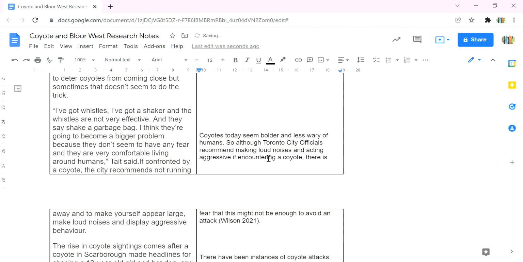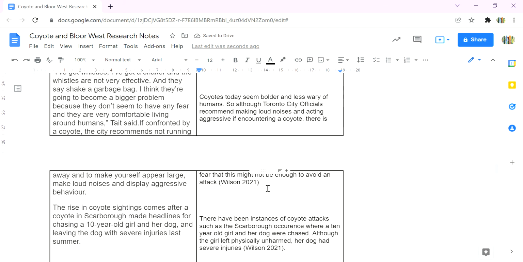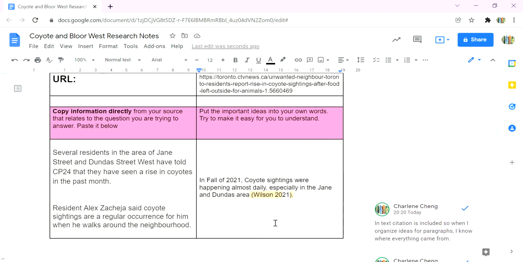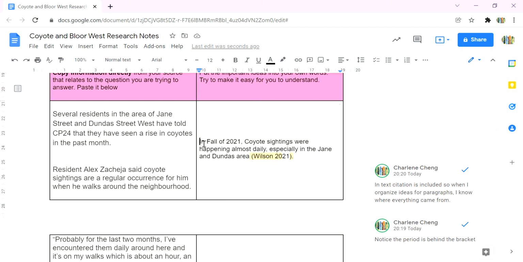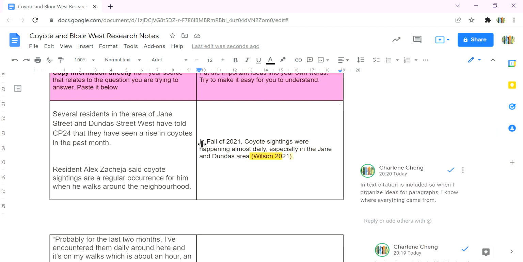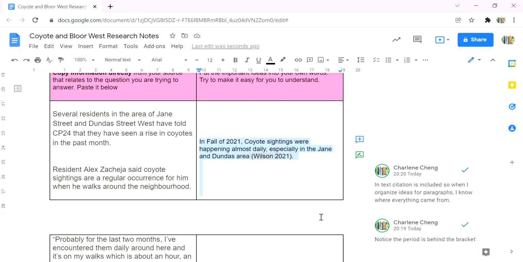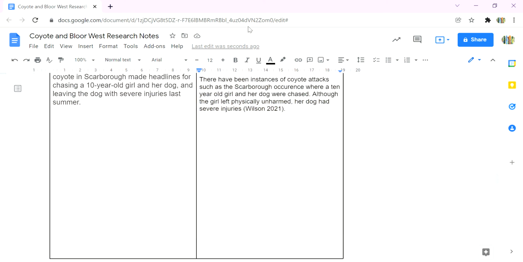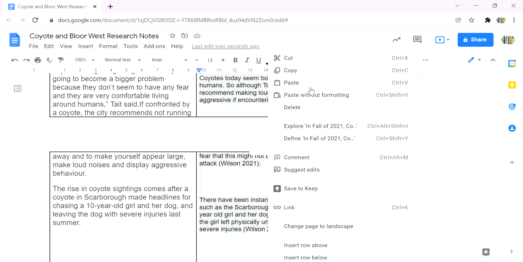Okay, the period goes after the bracket. Why? Well, because when I get to this final step where I put the information together into paragraphs, it's now super easy. So watch what I'm going to do. I'm going to take the ideas that I already put into my own words and I already acknowledge from the in-text citation here where it came from. So all I have to do really is just copy and paste this into another document that's going to be my working document for organizing ideas.